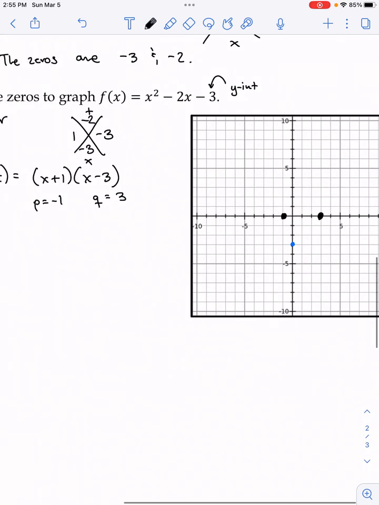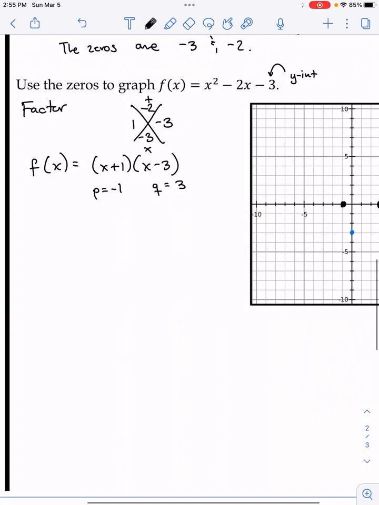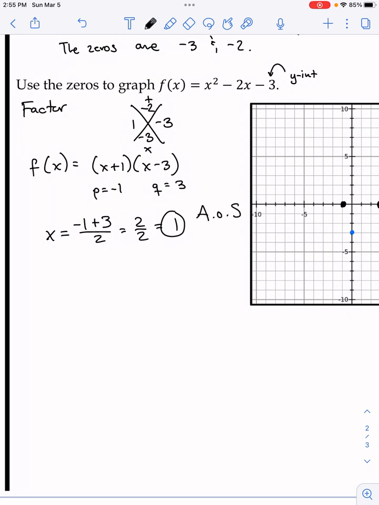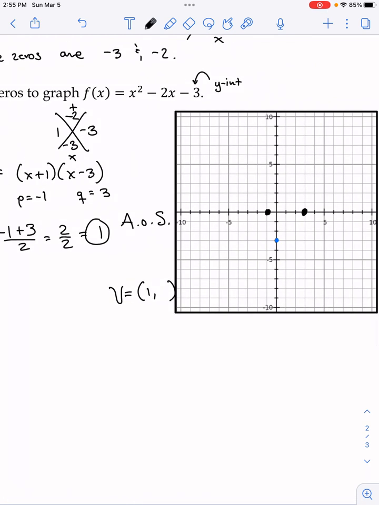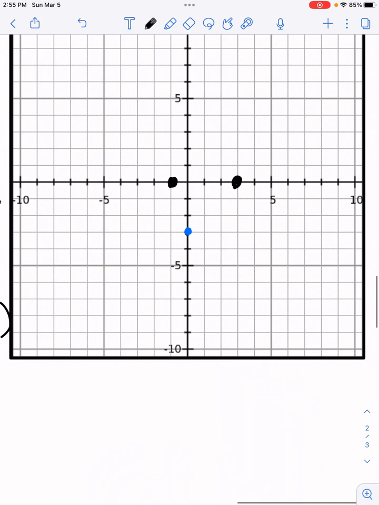Anyways, so let's find our vertex. Our vertex here, x equal to p plus q divided by 2, will be -1 plus 3 divided by 2. This will be 2 over 2, which is 1. That's our axis of symmetry, and again, that's the beginning part of our vertex. So +1, where it crosses 1 on the x-axis.